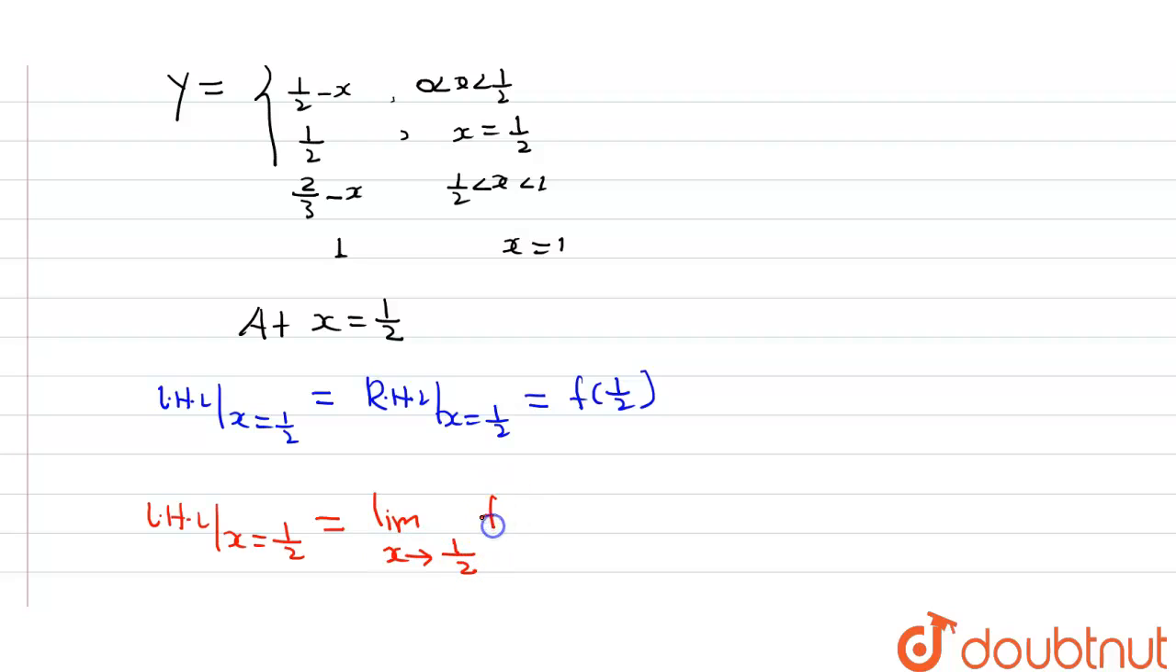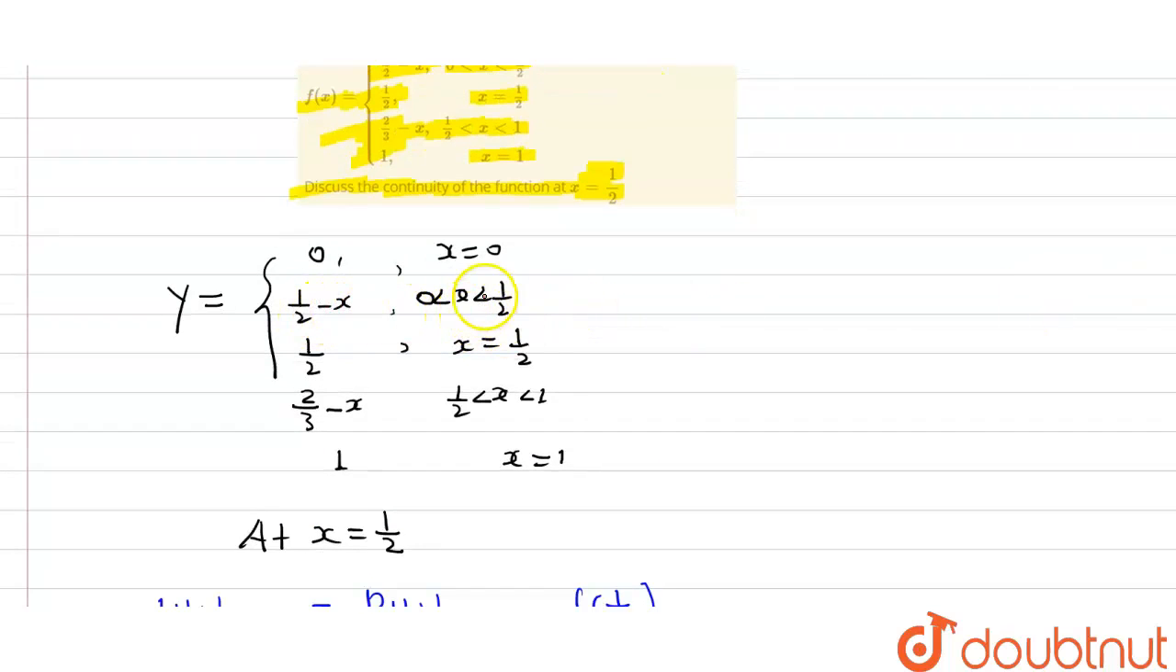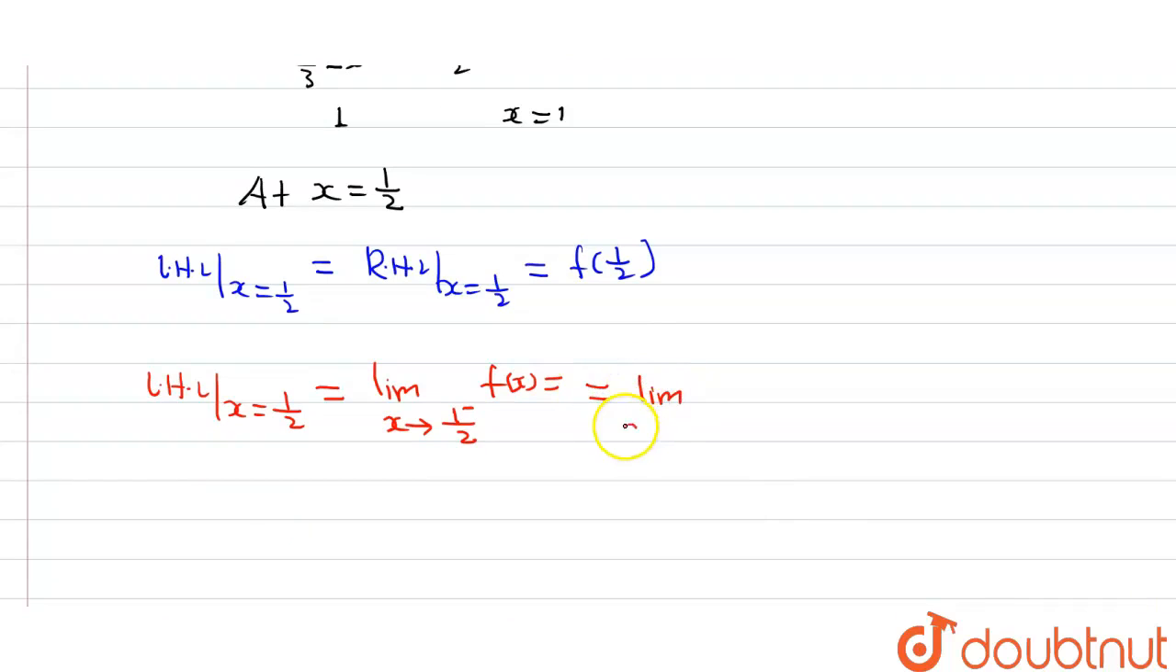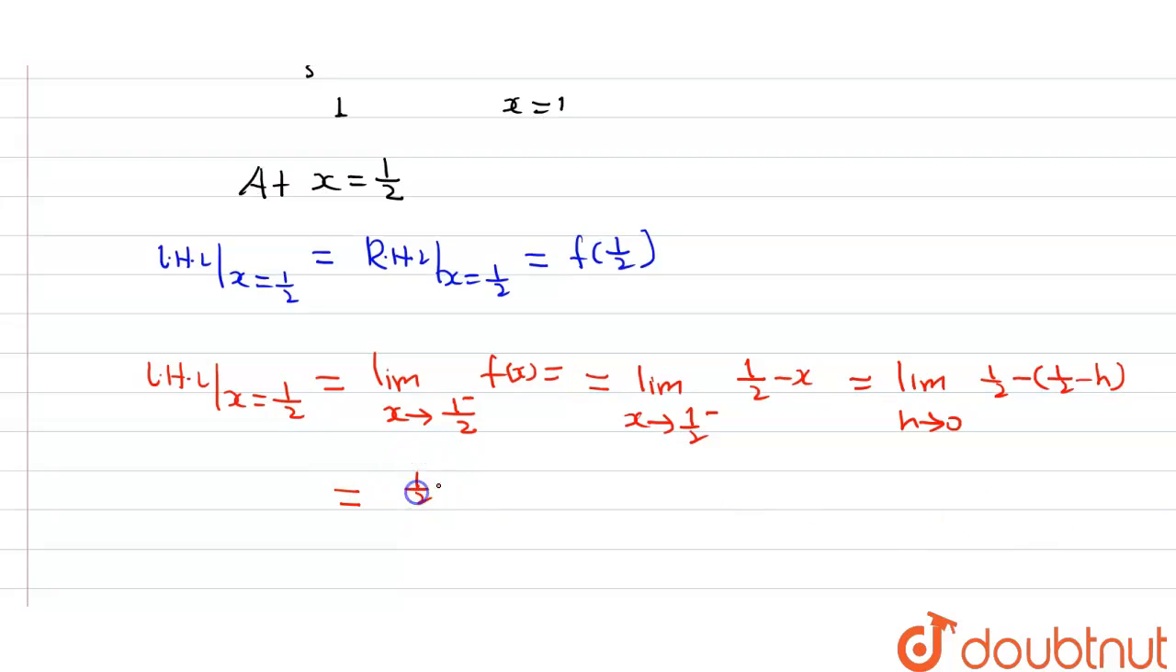The left hand limit at x equal to 1 by 2 is the limit as x tends to 1 by 2 minus of f of x. According to the question, f of x equals 1 by 2 minus x for x less than 1 by 2, where the function changes its definition. So in the interval x between 0 and 1 by 2, f of x equals 1 by 2 minus x, and that is the definition for the left hand limit. So the limit as h tends to 0 of 1 by 2 minus (1 by 2 minus h) equals 1 by 2 minus 1 by 2 plus 0, which equals 0. So the left hand limit at x equal to 1 by 2 is 0.